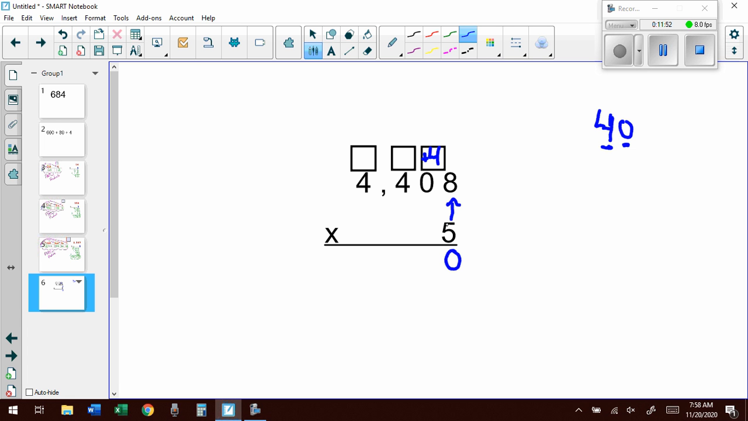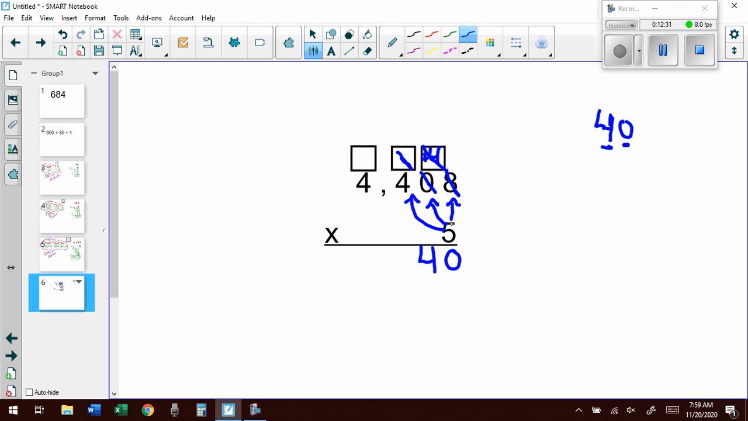Now we're going to go back down to this 5. That's always our starting point. 5 times 0 is 0 plus 4 is 4. Now we are done with the ones place, we're done with this adding box, and we're done with the tens place. We're going to go starting at our 5, that's always our starting point. 5 times 4 is 20, and we don't have anything in our adding box.